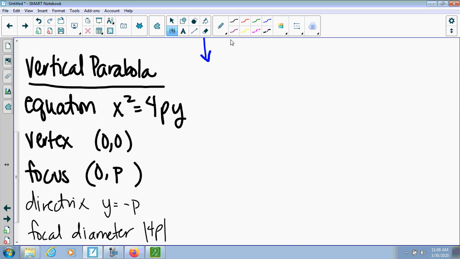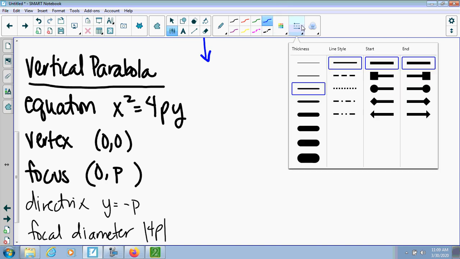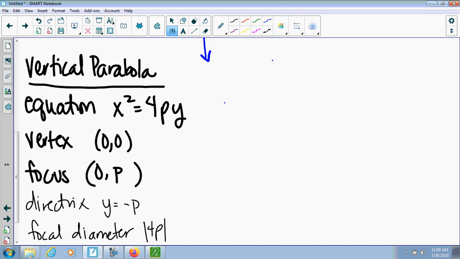So we're going to do an example now where they give us an equation and we want to find the vertex, the focus, the directrix, the focal diameter, and then we're going to sketch that graph. Just so you can see how this comes into play and how you can find all these things. Alright, so let's see. Our example could be x squared is equal to, let's go with 8y.